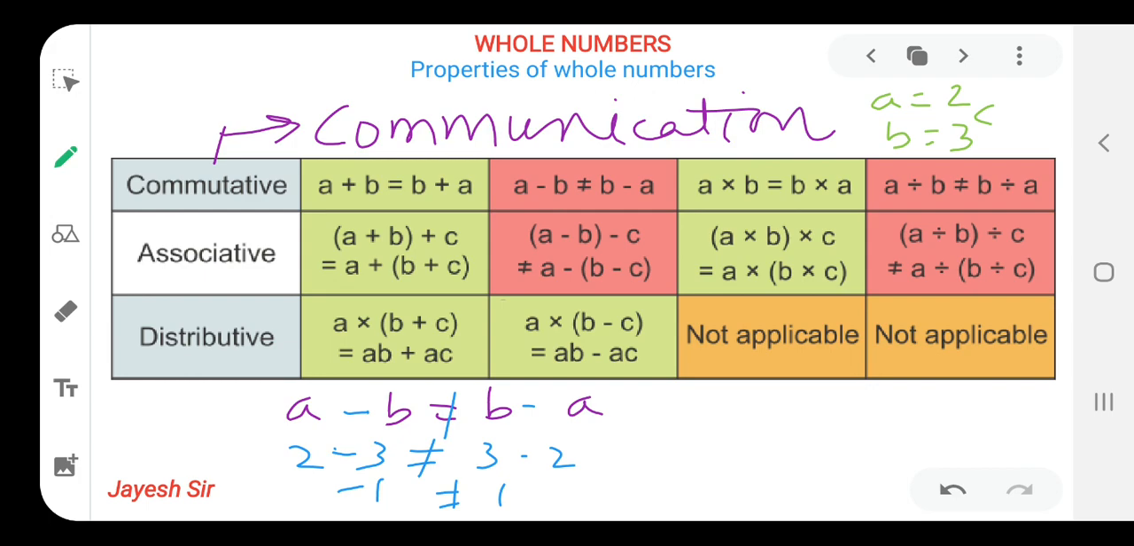Yes friend, that means the commutative property does not work under subtraction. It works only under addition and multiplication. Yes friends, we can see this in our chart. I hope you all are getting it, and that's very easy.